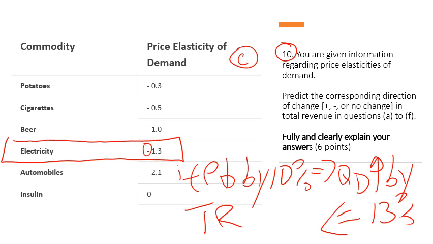So, down by 10, up by 13. Well, which is the stronger effect? It's quantity demanded, so TR is going to go up. So that's the answer. Total revenues will go up.